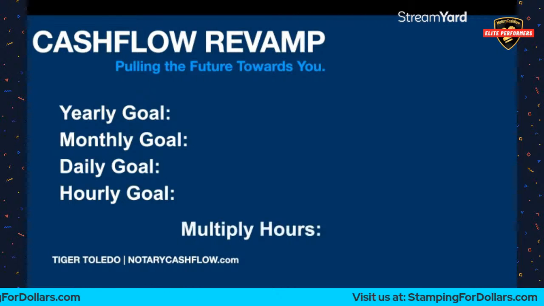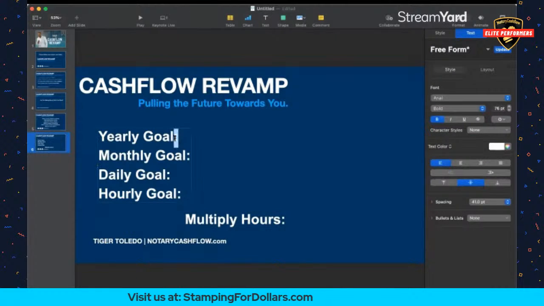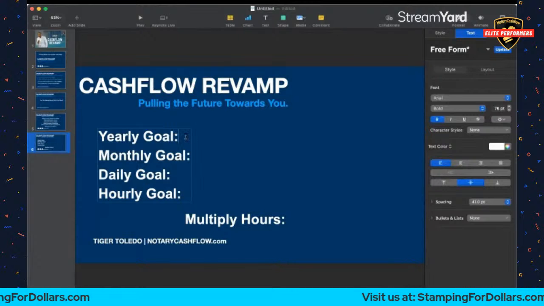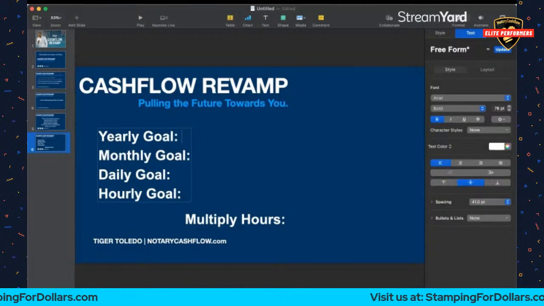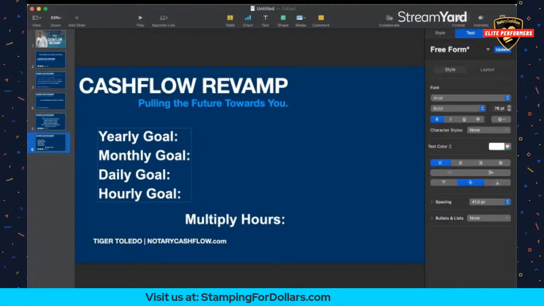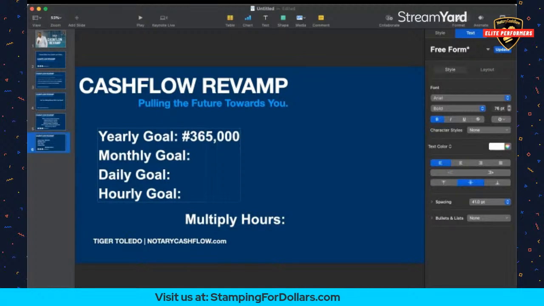So I'm going to exit out of this. I want to show you exactly what I mean. Okay, what we're going to do, we're going to reverse engineer this. So let's just say you wanted to make in a year's time $365,000 a year. Okay, we're just gonna throw this number out.